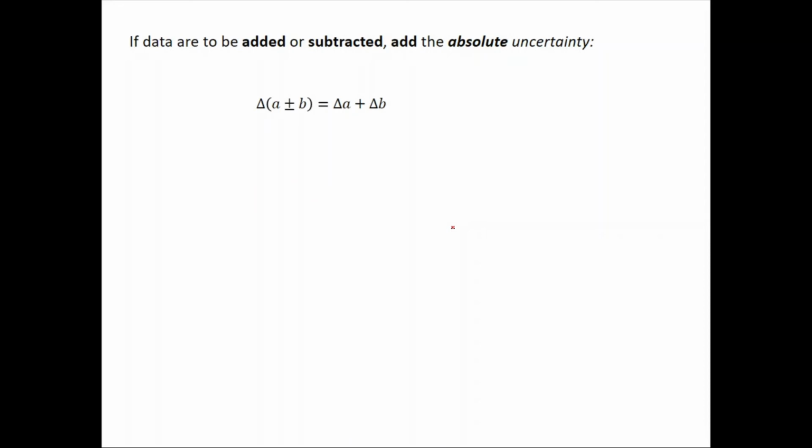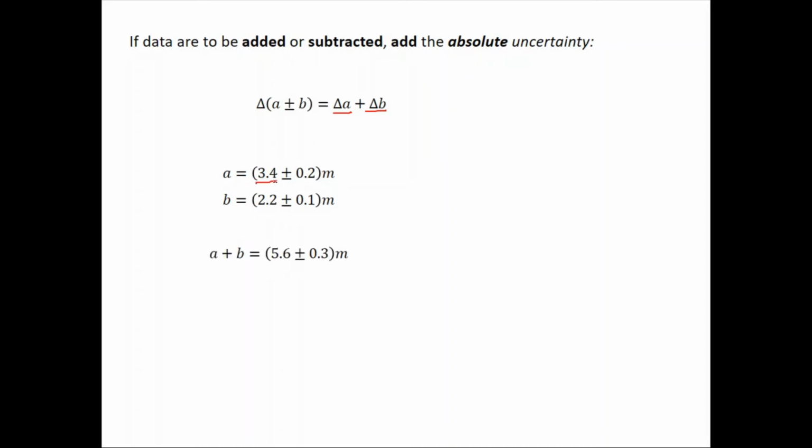Let's look at this. If data are to be added or subtracted, for the absolute uncertainty, if you are going to find the amount of uncertainty in adding two measurements, then you are going to add the uncertainty of the first measurement plus the uncertainty of the second measurement. For example, we have measured a distance of 3.4 with this uncertainty, and we have another length measurement, 2.2 plus minus 0.1, and we want to add these two values. I mean, we need a plus b. So how can we calculate a plus b?